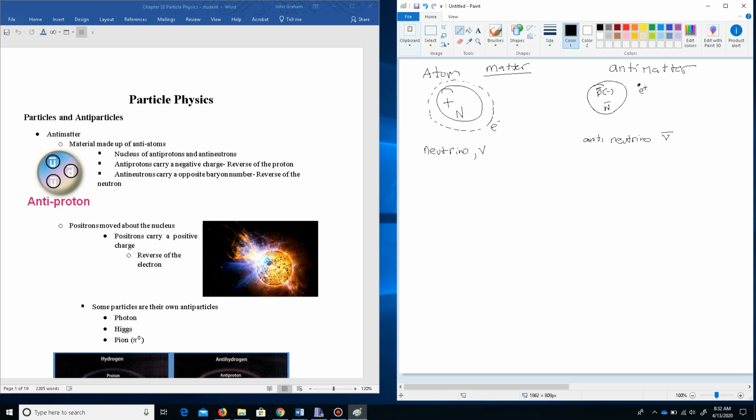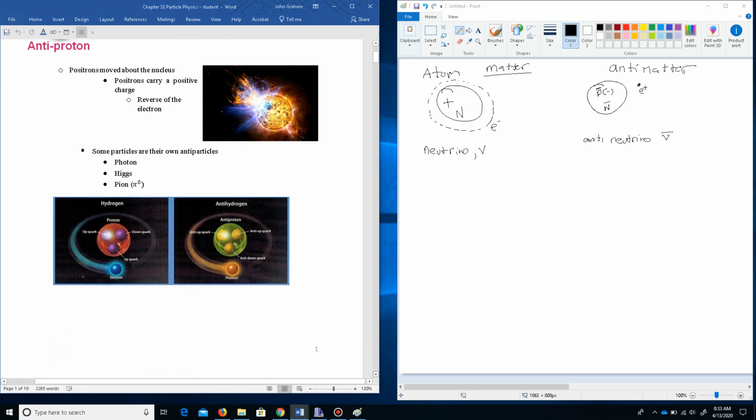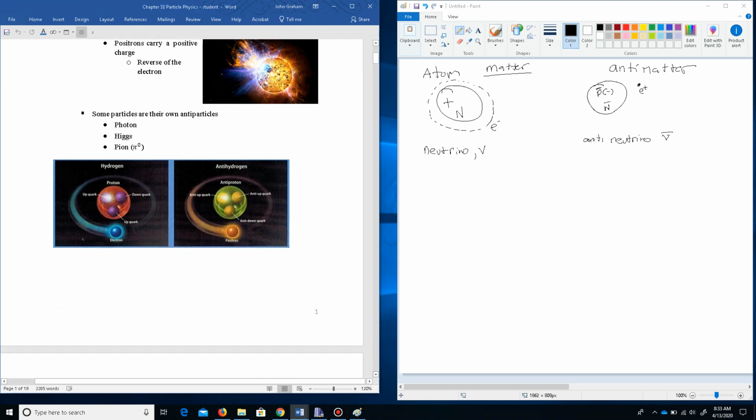Right, so there are also other particles that are their own antiparticle. So we have the photon and the Higgs particle and the pion, and these are all their own antiparticle.